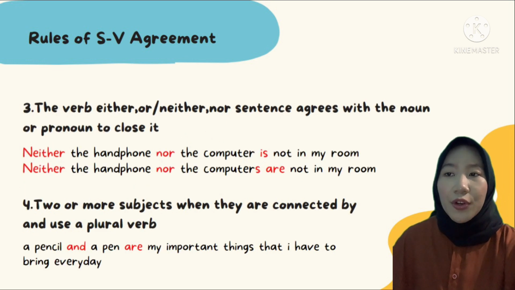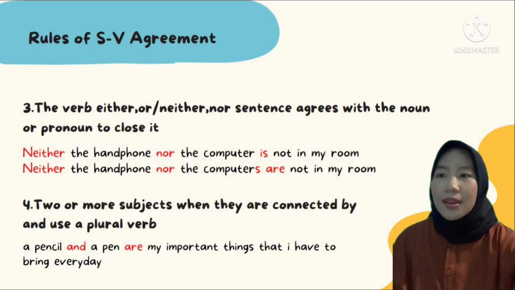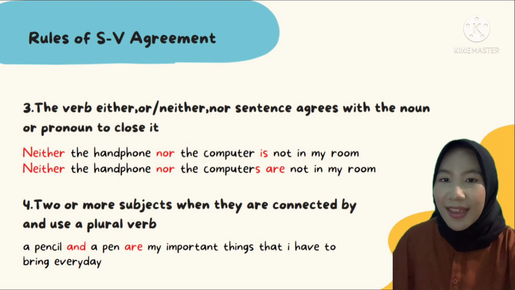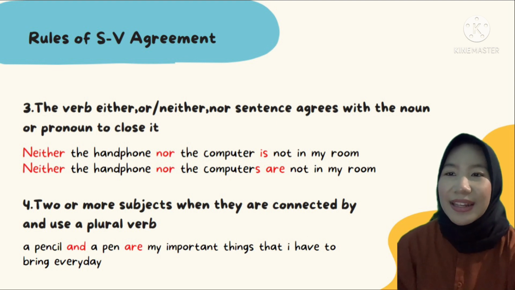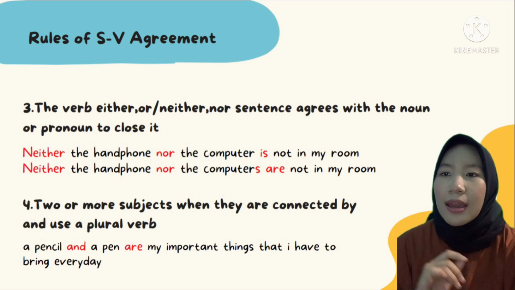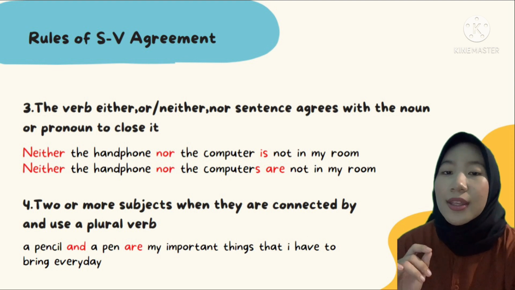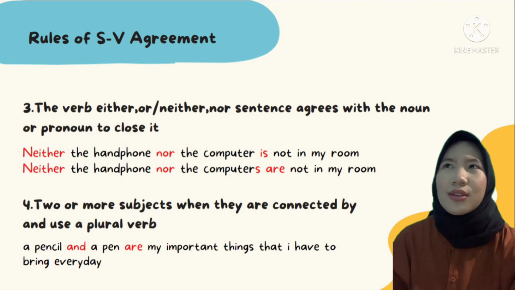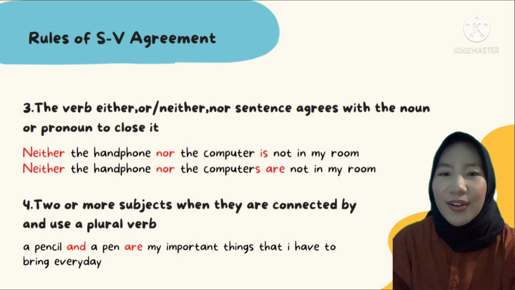And third, the verb in an either-or or neither-nor sentence agrees with the noun or pronoun close to it. Example: neither the handphone nor the computer is in my room. Neither the handphone nor the computers are in my room. Can you see the difference? Right, we can see the difference between the computer and the computers. The computer is singular, so the verb is singular too. And the computers is plural, so we use a plural verb too. We choose singular or plural from the closer noun or pronoun.